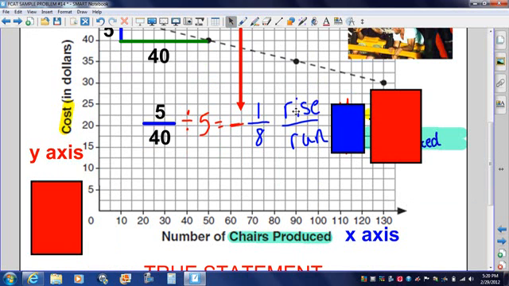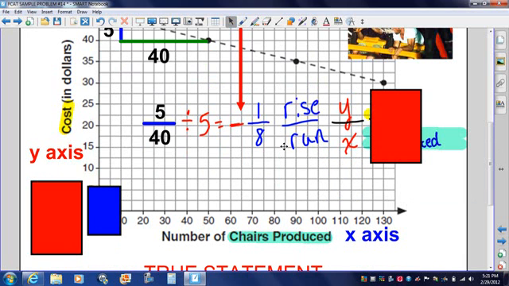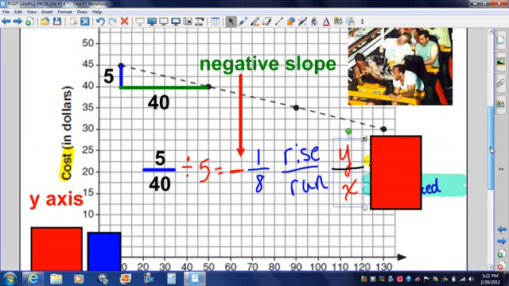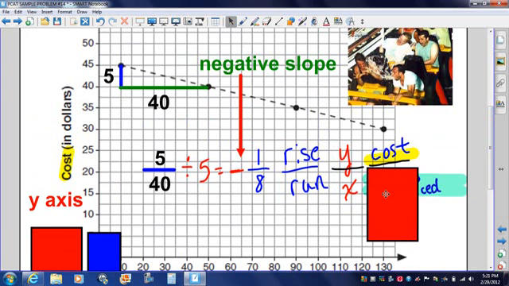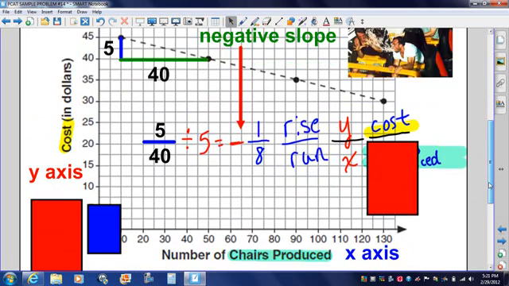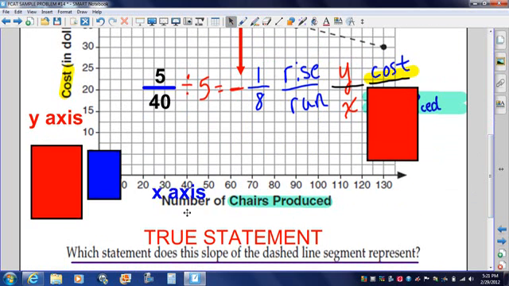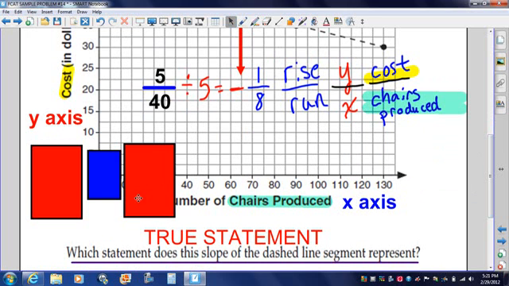On your paper, please write rise over run. Or you could say the change in y over the change in x. So on your paper, also please write change in y over change in x. Now, here's where you got to pay attention, so don't fall asleep. Look, your y-axis is cost. So on your paper, please write cost. Visual people, your x-axis is chairs produced. On your paper, please write next to x, chairs produced.